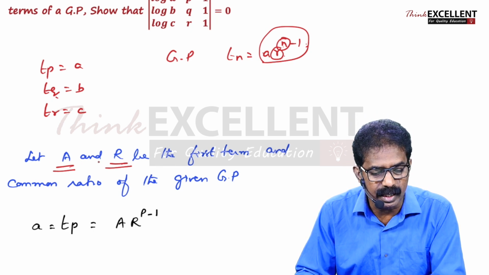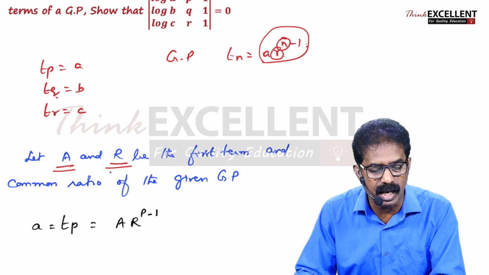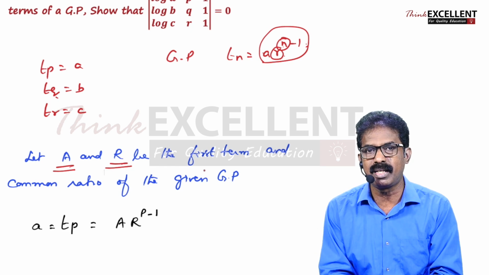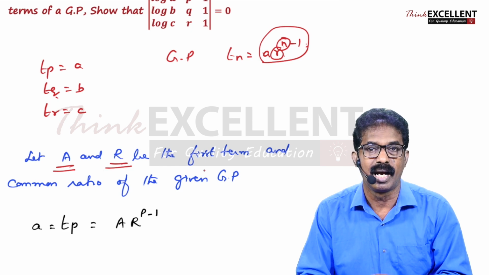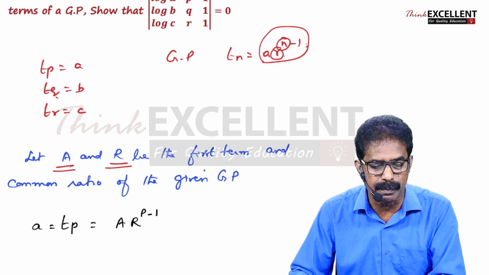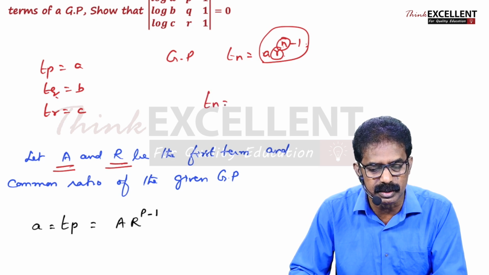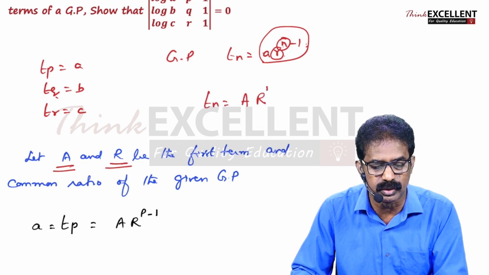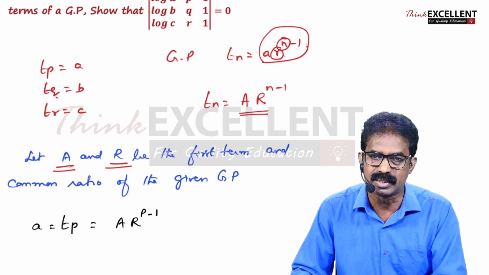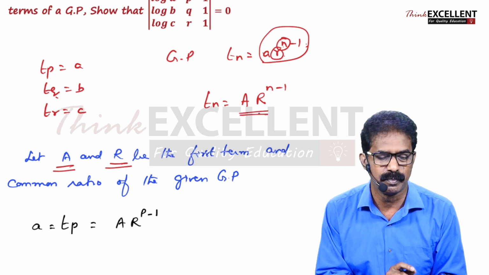Let A and R be the first term and the common ratio of the given GP. One GP is given, the first term you take as capital A and the common ratio you take as capital R. Then the nth term is equal to AR raised to n minus 1. The symbols only we are changing because another R is there.